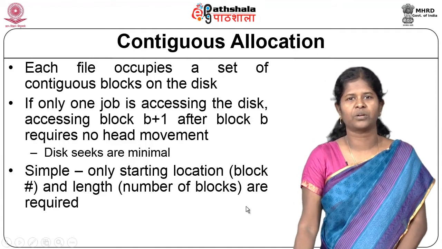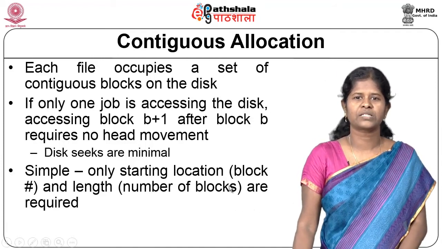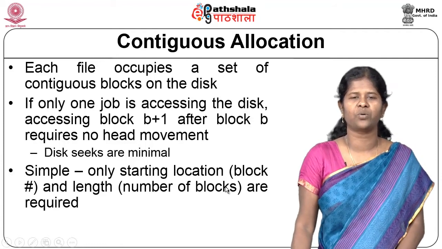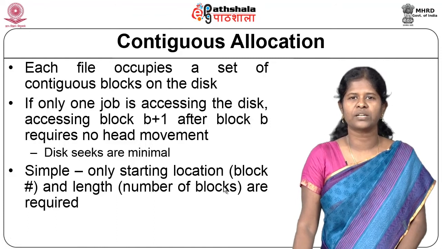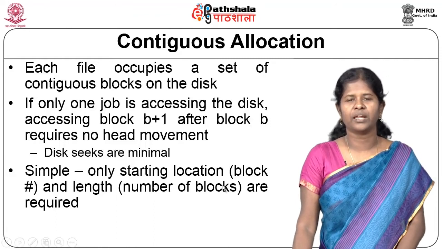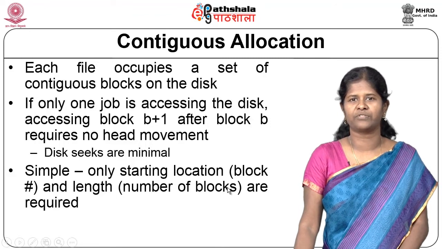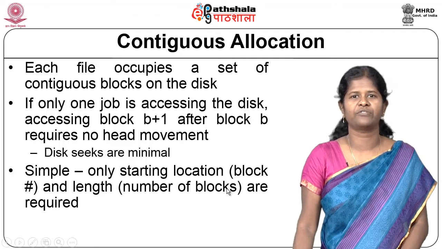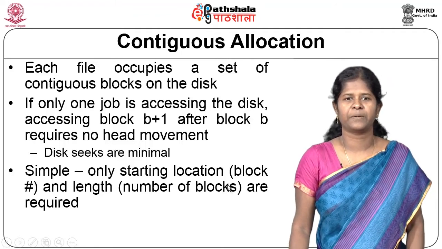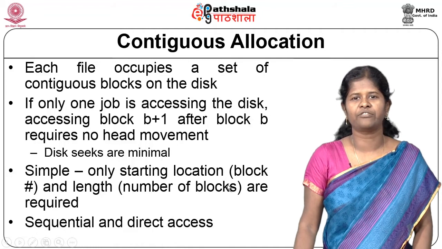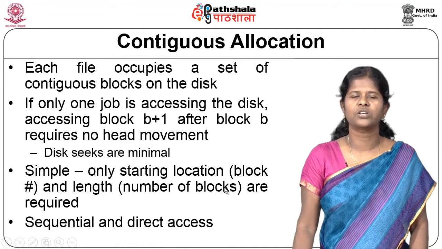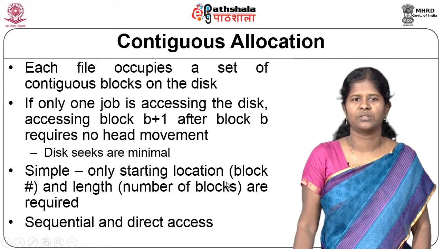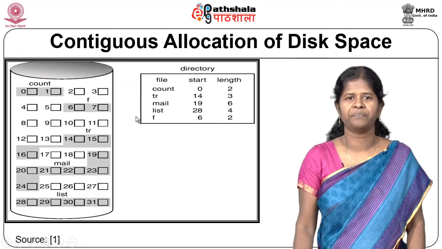You can see that it is a very simple method. What you need to remember is only the starting disk block number, the first disk block number alone, and you can also remember the length of the file, which is in terms of the number of disk blocks. So, you need to know which is the starting disk block, and you also need to know the number of disk blocks that are currently allocated to the file. And in this kind of contiguous allocation, it is possible to access a file sequentially as well as in direct mode.